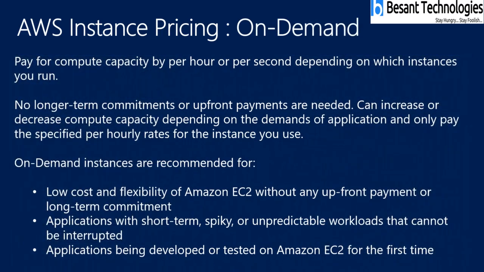If we go for a detailed elaboration of on-demand pricing of AWS instances, you pay for compute capacity by the hour or by the second, depending on which instance you run. No longer term commitment or upfront payment is needed. You can increase or decrease compute capacity depending on the demand of your application and only pay the specific hourly rate for the instance you use.